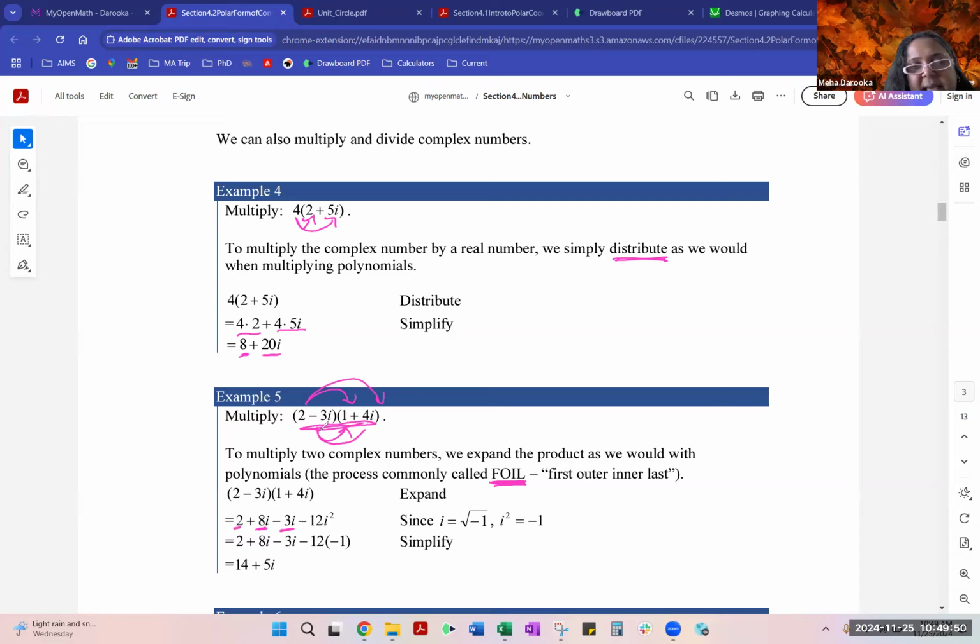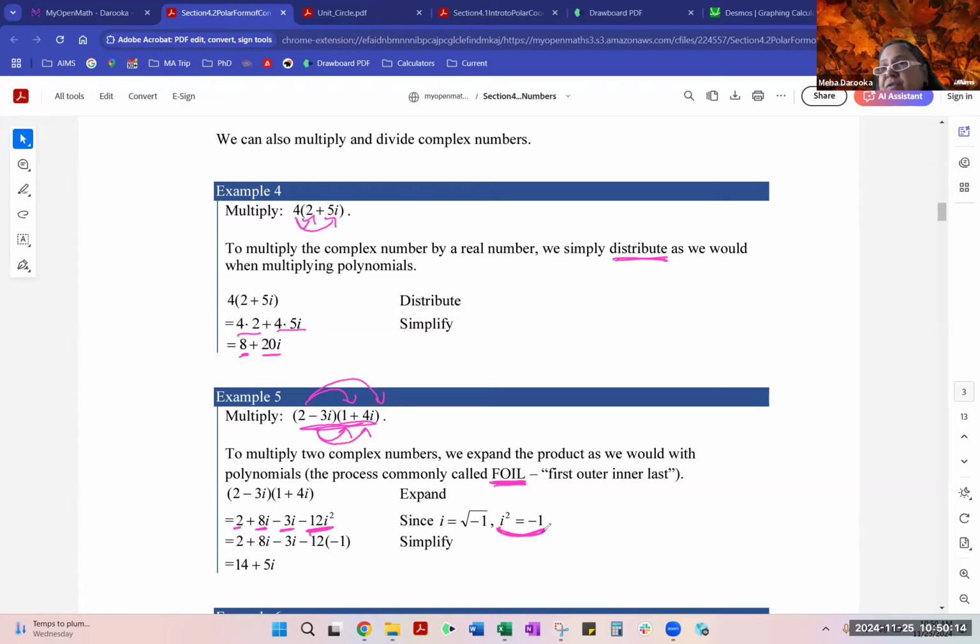And then negative 3i times positive 4i. Negative times positive is negative. 3 times 4 is 12. And then, of course, i times i becomes i squared. So you will see this guy here becomes minus 12i squared. However, remember how I showed you at the beginning, we can rewrite i squared as negative 1.